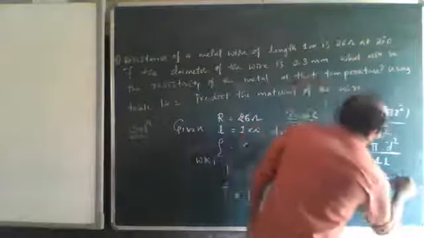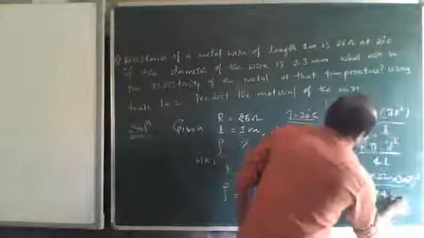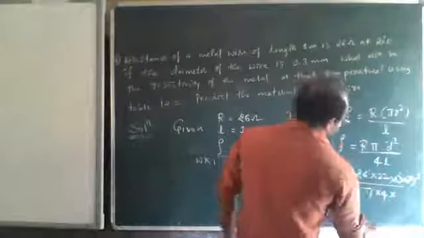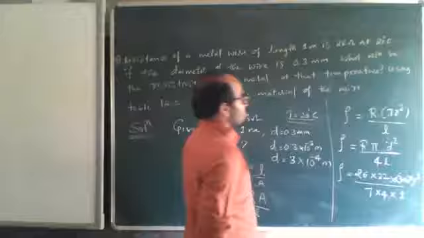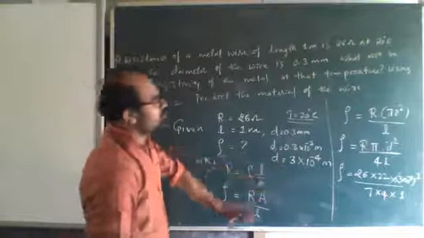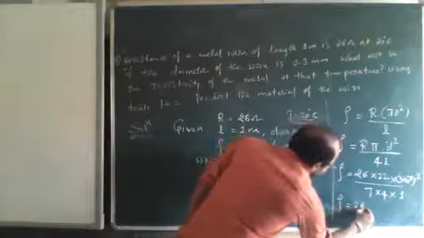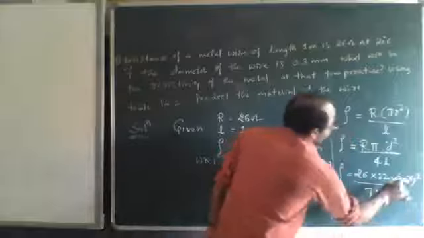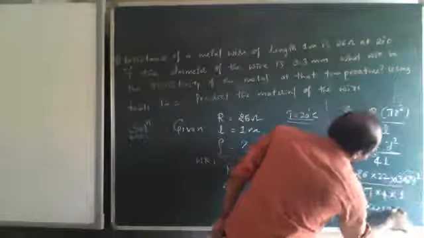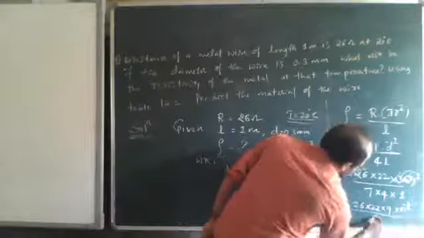3 into 10 to the power minus 4 whole square. Into L. What is my L? L is here 1 meter. So it is 1. So please note down this. Rho equal to 26 into 22 into 3 into 10 to the power minus 4 whole square. Still we will continue. 26 into 22 squaring this. 3 square is 9. 10 to the power minus 4 square is 10 to the power minus 8. 7 into 4 is 28.